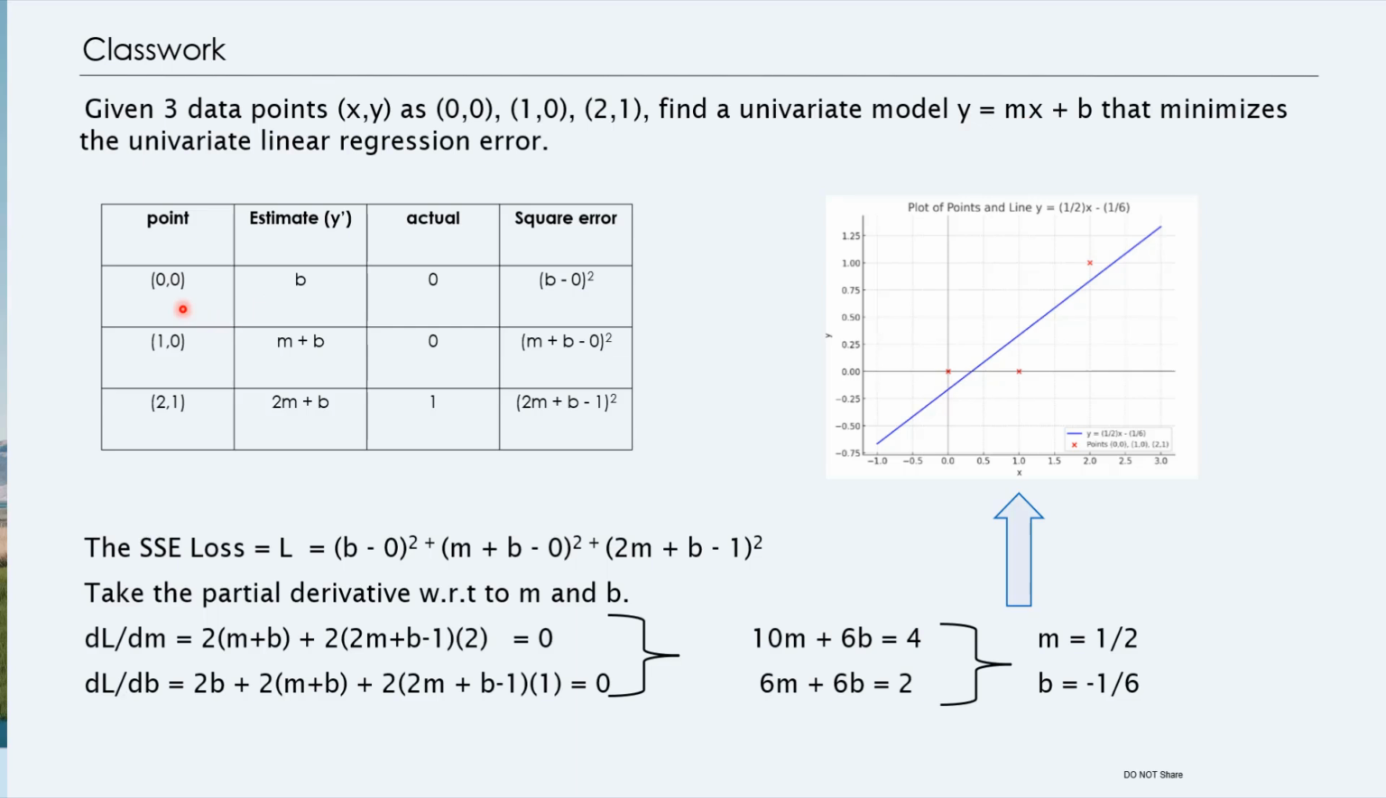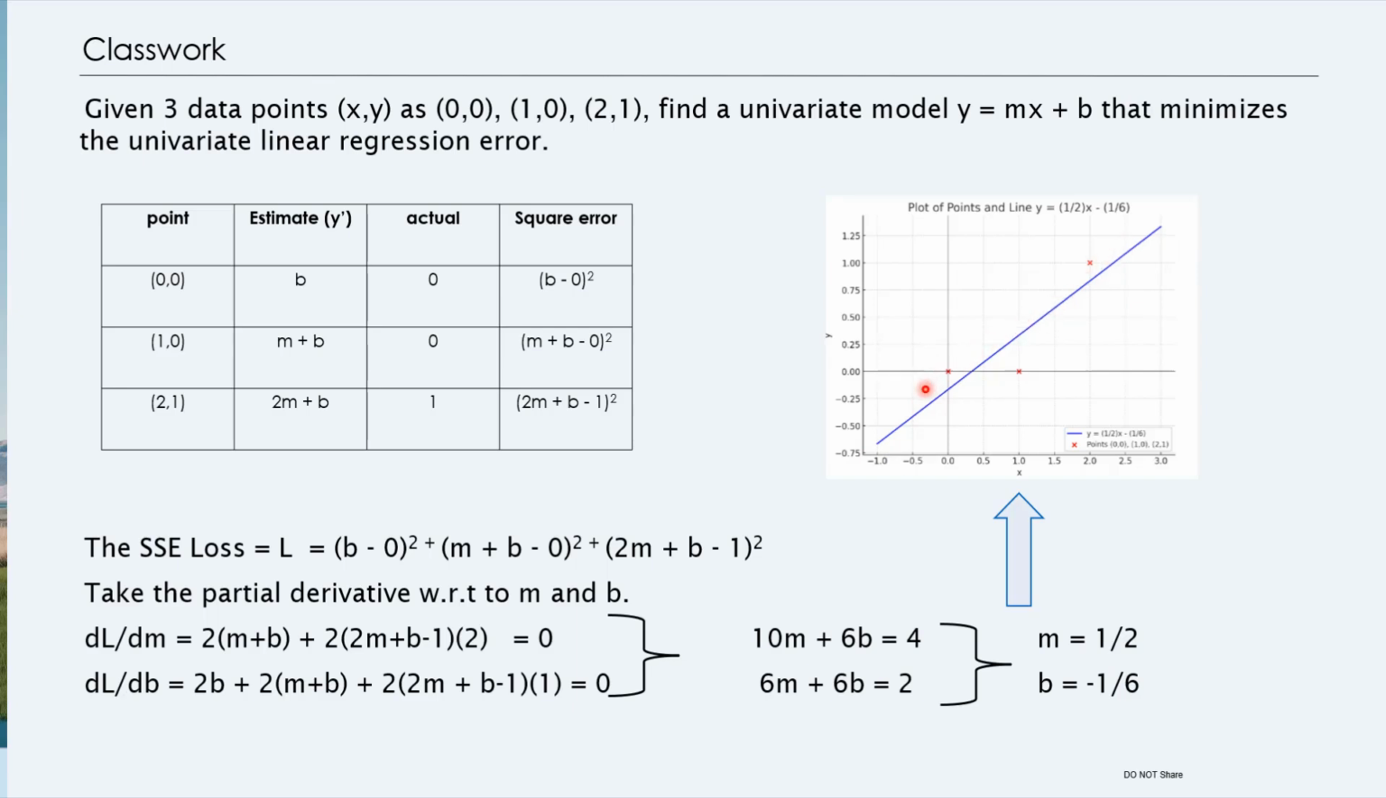We start by plugging each x value into the equation to get the estimated y prime for each point. With the actual and predicted values in hand, we calculate the square error for each point and then add them up to get the total square error loss. Now, to zero in on the optimal m and b, we take partial derivatives of the square error loss, set them to 0, and solve for m and b. Then, we plot this line along with the points. We'll see that it's the closest fit to all 3 points. And here's the best part. This method works for any number of points.